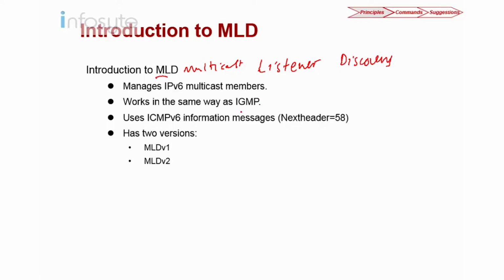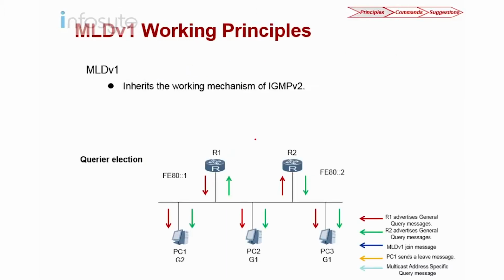Now previously it was called IGMP. In actual fact, MLD is similar to IGMP in its function, and it's part of ICMPv6 under the next header of 58. So we have two versions, version 1 of MLD and version 2 of MLD. Version 1 of MLD is similar to IGMPv2, and MLDv2 is similar to IGMPv3 of IPv4.